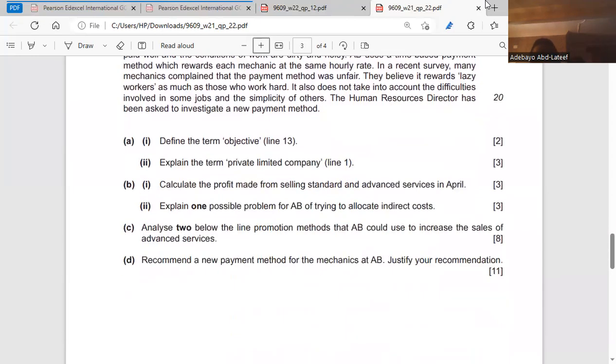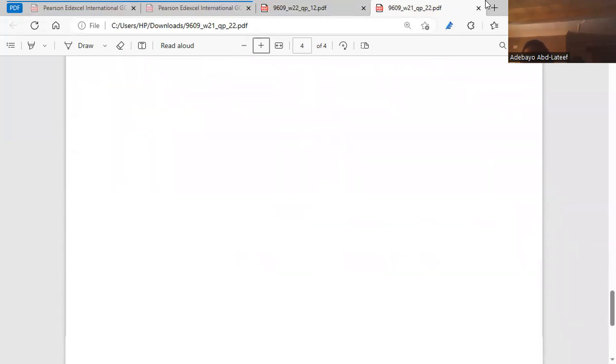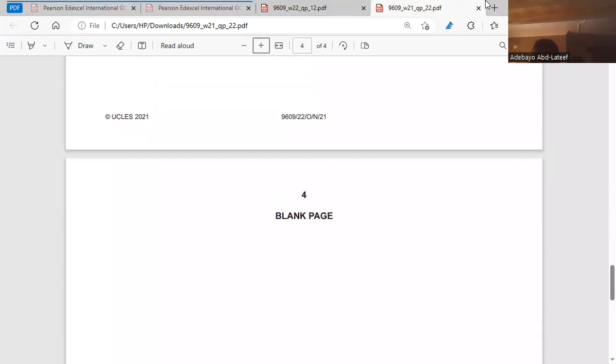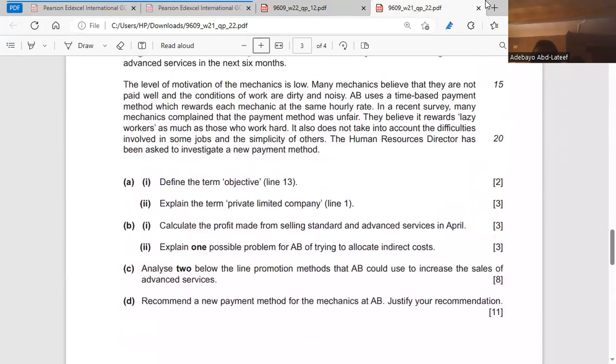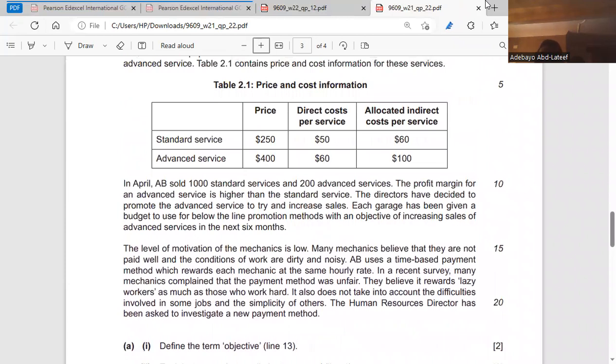So the second question says, state one possible problem for AB of trying to allocate indirect costs. The problem for you to allocate indirect cost is that it is difficult to allocate here because we can't attribute the cost to specific outputs. We only have indirect cost. We don't know what service, what has happened. We don't know what overhead has been incurred. So it's difficult for us to allocate it to which item in the production.